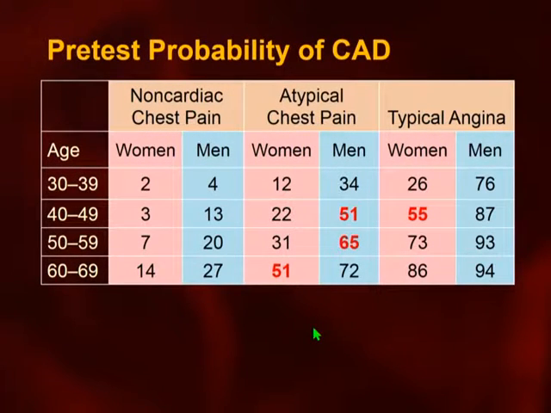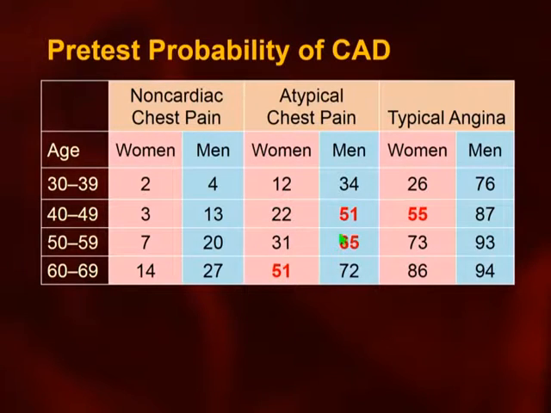Okay, so that helps you a little bit starting to put patients into a pretest probability range in terms of what is their pretest probability of coronary artery disease. So it changes depending on whether or not you think they have non-cardiac chest pain, atypical chest pain, or typical angina. It changes by gender, and it changes by age.